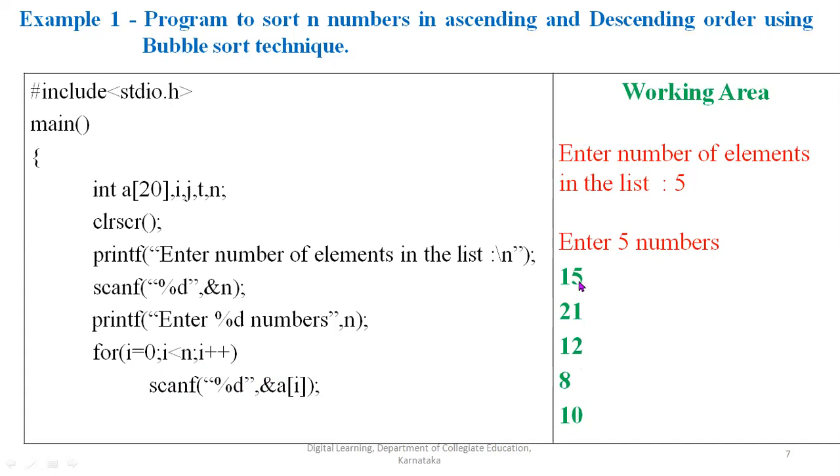So now from a of 0 to a of 4, we have the values in the memory. So a of 0 is 15, a of 1 is 21, a of 2 is 12, a of 3 is 8, and a of 4 is 10.